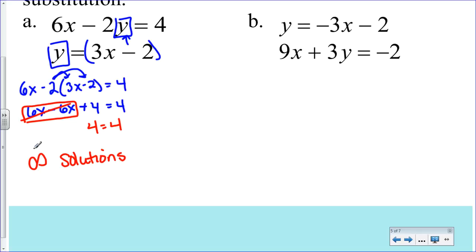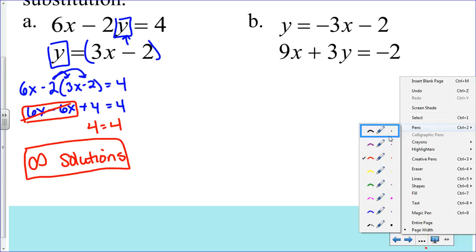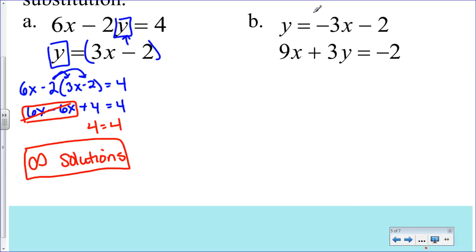Okay, infinite solutions. That means when I graph those two, I end up with one line on top of the other. If I were to solve this and get something that's not true, then it would be no solution. Let's look at the second one on this page. So y is by itself in the first equation. Okay, and it's equal to negative 3x minus 2. So we're going to plug that in for y in the second equation.